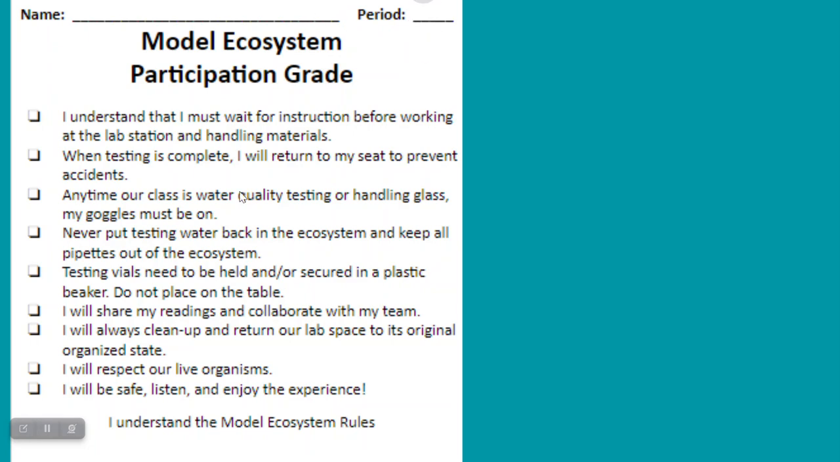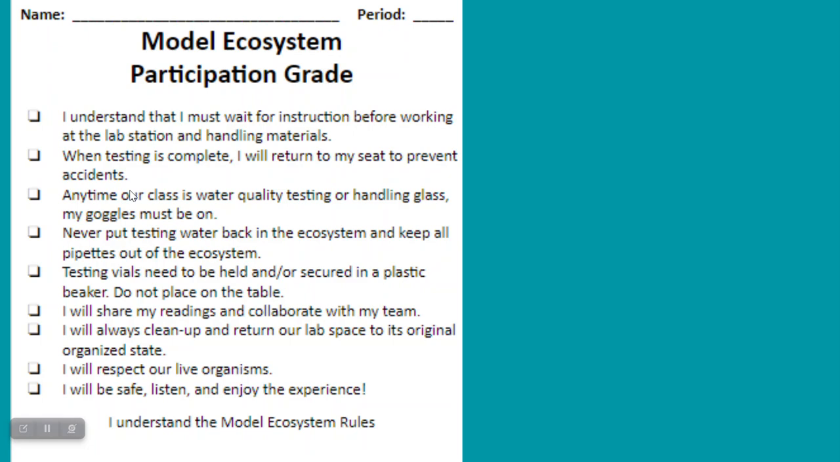If you were not in class, make sure that you get a copy of this participation grade sheet. You're going to read through it and then you're going to sign it, and then I will keep it up in the front of the classroom. If I notice that I have to remind you multiple times about specific rules, I will deduct points. So you can earn a maximum of 20 points on this lab grade. This is the participation grade. And it's possible to not do great on it if you need lots and lots of reminders, but I'll try to help you.